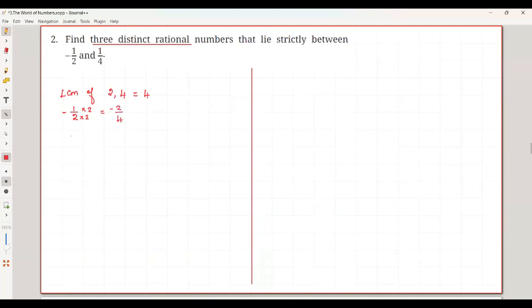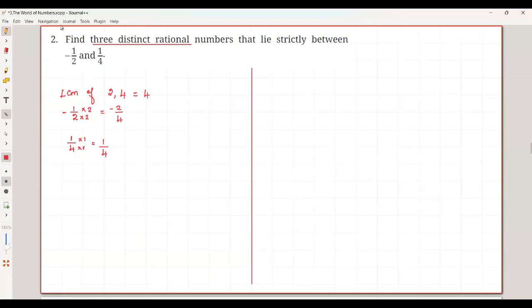Next, 1 by 4 I can take. 1 by 4 is already having 4. I should multiply with only 1 into 1. So I'll be getting 1 by 4. Both are having the same denominator now. Minus 2 by 4, 1 by 4. So in between you will be having minus 1 by 4 and 0 by 4. We are having only 2 rational numbers. They are asking 3 rational numbers.